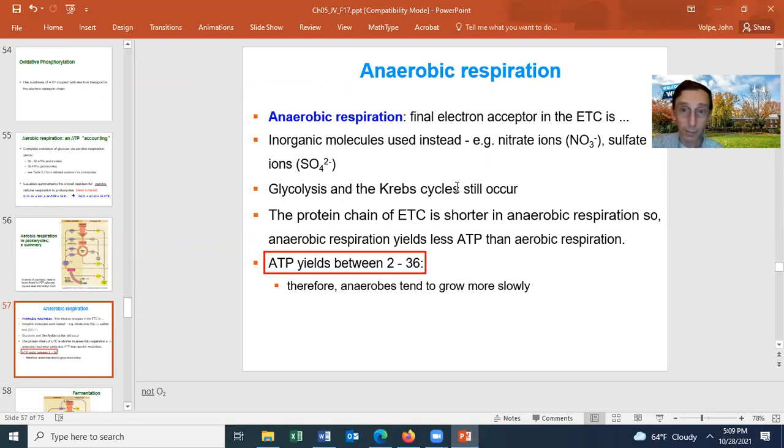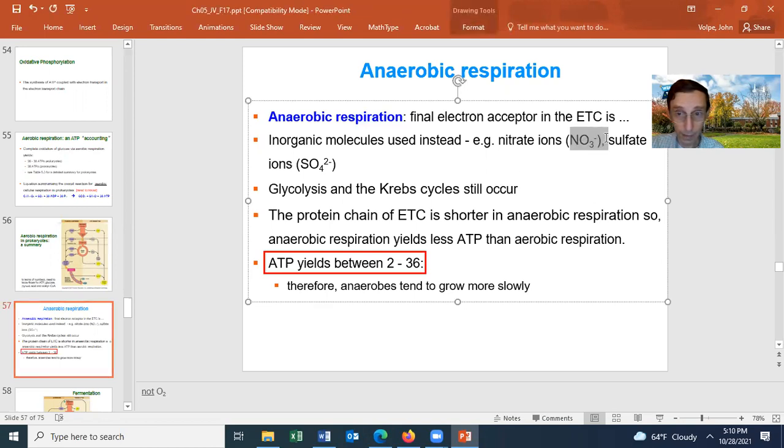In anaerobic respiration, the final electron acceptor in the electron transport chain is a molecule other than oxygen. It can be a nitrite or a nitrate. This is nitrate. It can be a sulfate. It can be iron. There are many different forms of anaerobic respiration, and each form has a different molecule that it sends the electron to.